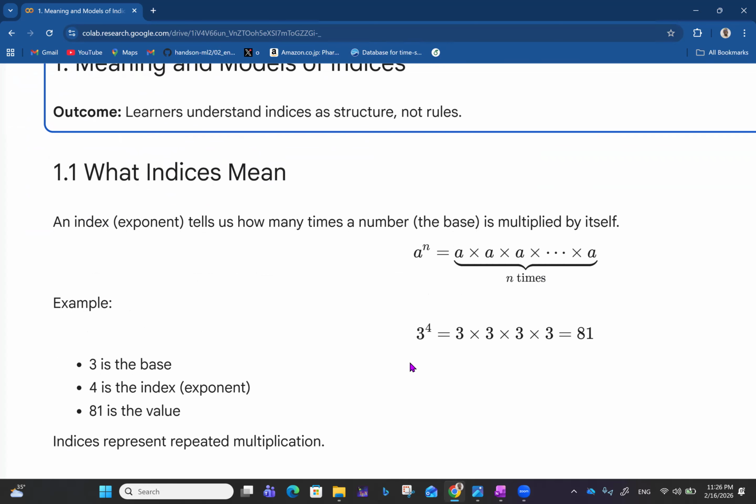A very good example is when you say 3 raised power 4. 3 raised power 4 means 3 times 3 times 3 times 3. That means 3 is multiplying itself 4 times, and that gives 81, of course. In this case, 3 is said to be the base and 4 is the index or exponent. We can use the word index or exponent interchangeably. The value of 3 raised power 4 is 81. So that 81 is called the value. This shows us that indices represent repeated multiplication.